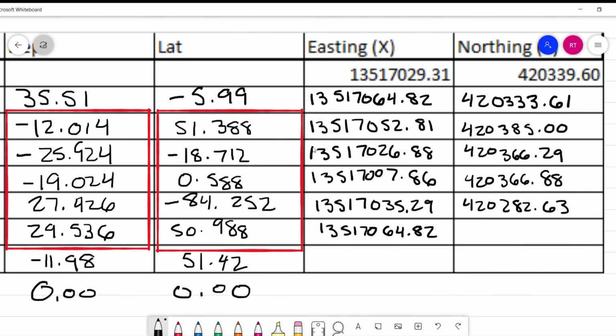The easting of pink is going to be 1351764.82. Notice how this easting is the same as this easting. The northing is now going to be 420333.61, and the same thing here, the northing is the same up here. And we're going to calculate green, and that's going to be 1351752.84. We have a difference here of 3/100ths of a foot, and we're going to have 420385.03. Same thing here, 3/100ths of a foot.